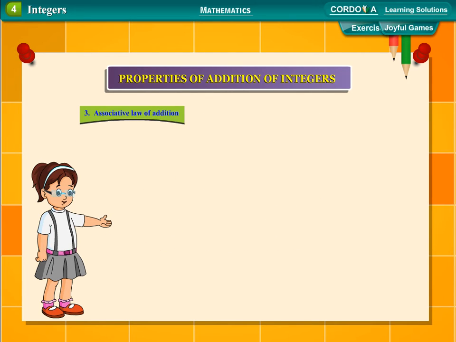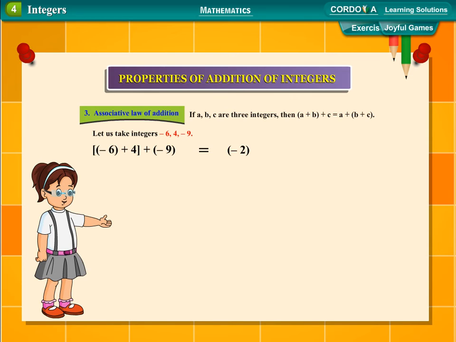Associative law of addition: if a, b, c are three integers, then a plus (b plus c) is equal to (a plus b) plus c. Let us take integers -6, 4, -9. (-6 plus 4) plus -9 is equal to -2 plus -9, which is equal to -11.